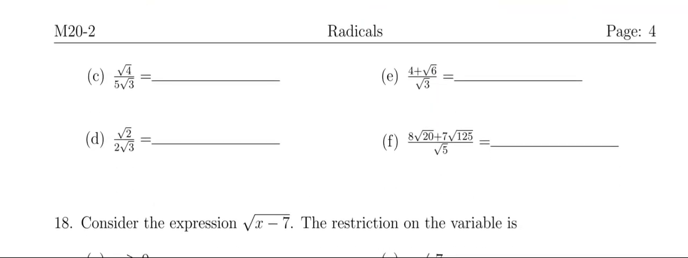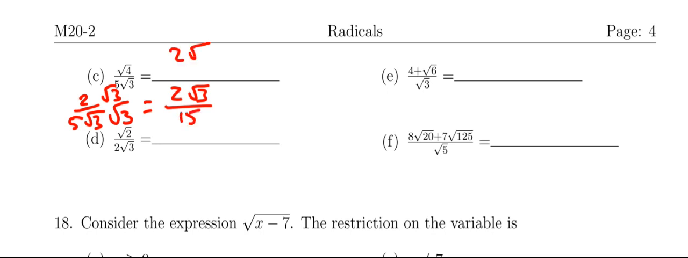Okay. Next, in this one here, I've got root 4 over 5 root 3. Well, the square root of 4 is just 2. Oops, over 5 root 3. And so this one is going to require me to rationalize, so I'll multiply by root 3 and root 3. And that'll get me 2 root 3 over, well, my denominator is just going to be root 3 times root 3, which will become 3, times 5 is 15. And that is as good as I can get. That's going to be 2 root 3 over 15.